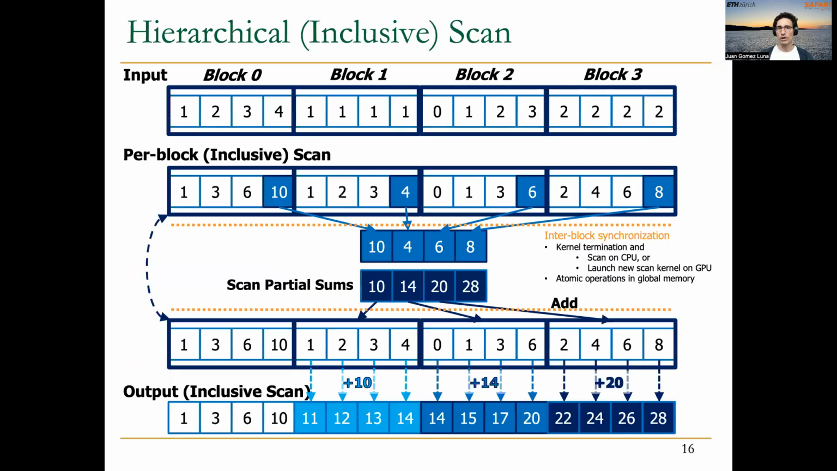We discussed a way of implementing scan in a hierarchical manner with per-warp scan, then per-block scan, then the scan of partial sums, which can typically be done in the host or in another kernel, and then the final addition step. That was the SSA version of the scan operation. We also discussed the reduced scan version of the scan operation.